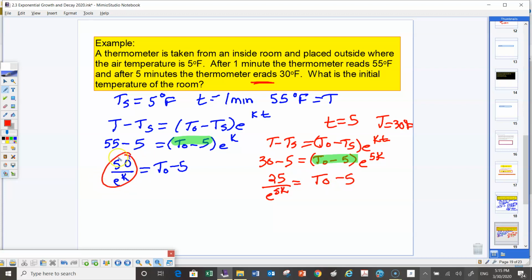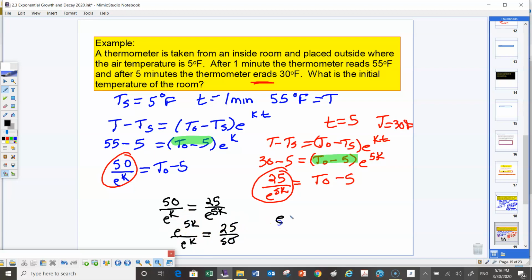So since this equals T0 minus 5 and so does this, these two things have to equal each other. So let's do that. If I equate those, 50 over e to the k is equal to 25 over e to the 5k. If I do some fancy cross multiplying, I'm going to get e to the 5k over e to the 1k is equal to 25 over 50.